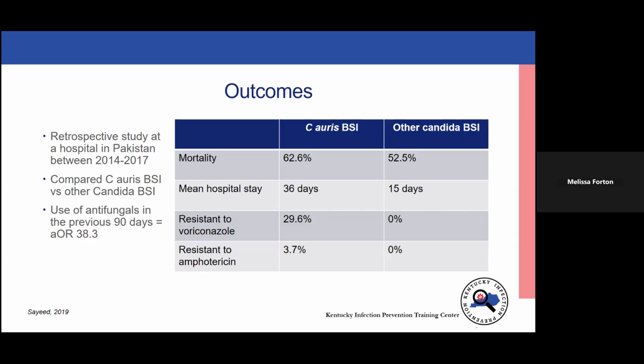The CRS patients had almost 30% resistant to voriconazole, whereas the other Candida infections had no resistance. And 3.7% of those CRS bloodstream infections were resistant to amphotericin. They also looked at the use of antifungals in the previous 90 days and found that the odds ratio was 38.